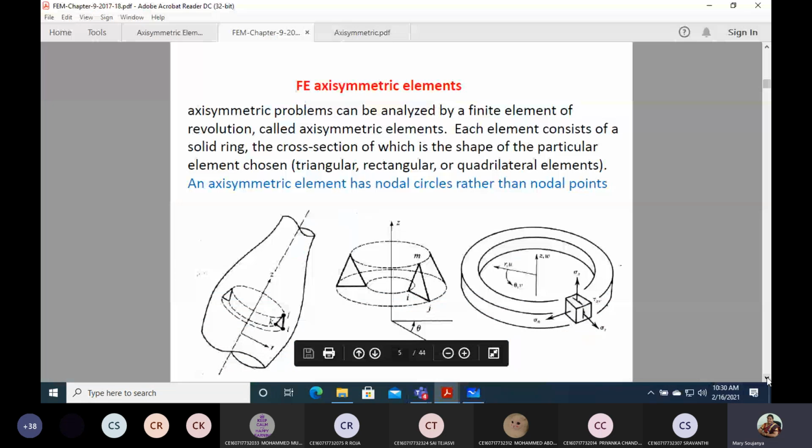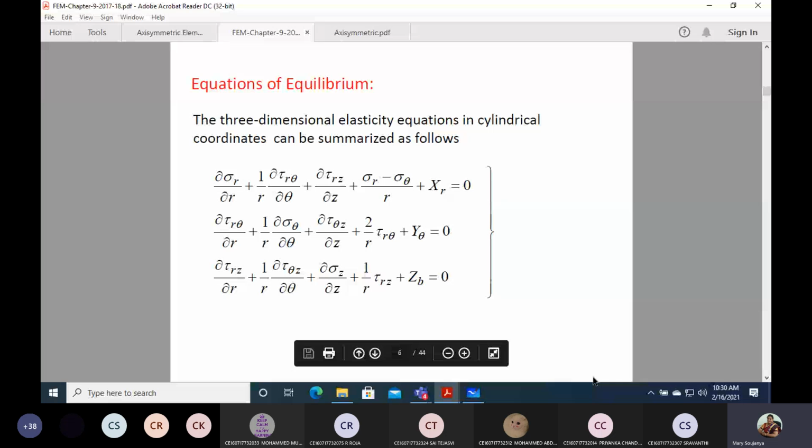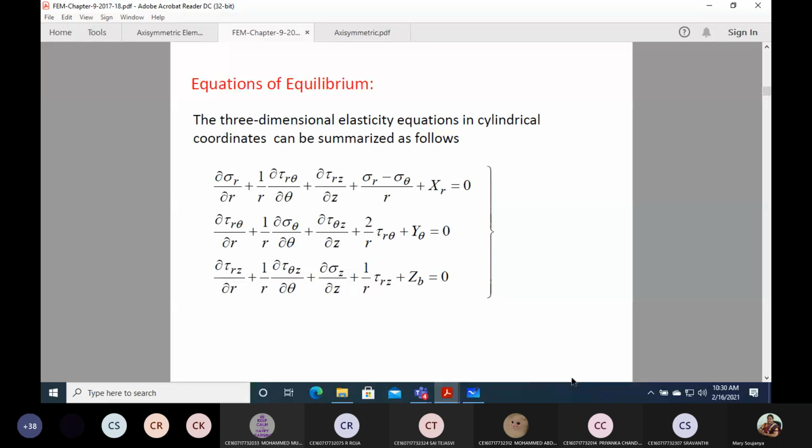For the general global coordinate system, we have seen the equations of equilibrium in unit 3. Anybody remember them? Many people got 6 out of 6 for that question in your mid one, so I suppose you all know it. It would be dou sigma x by dou x.